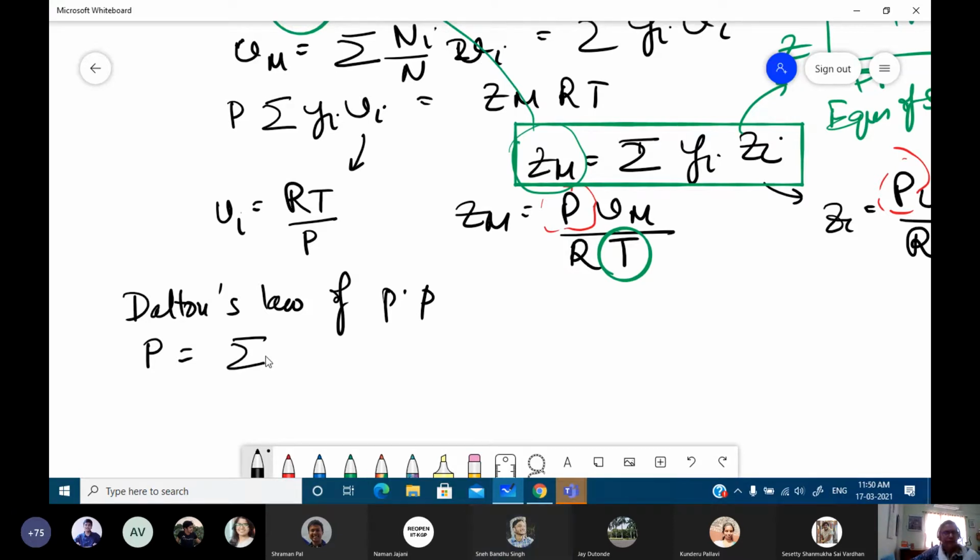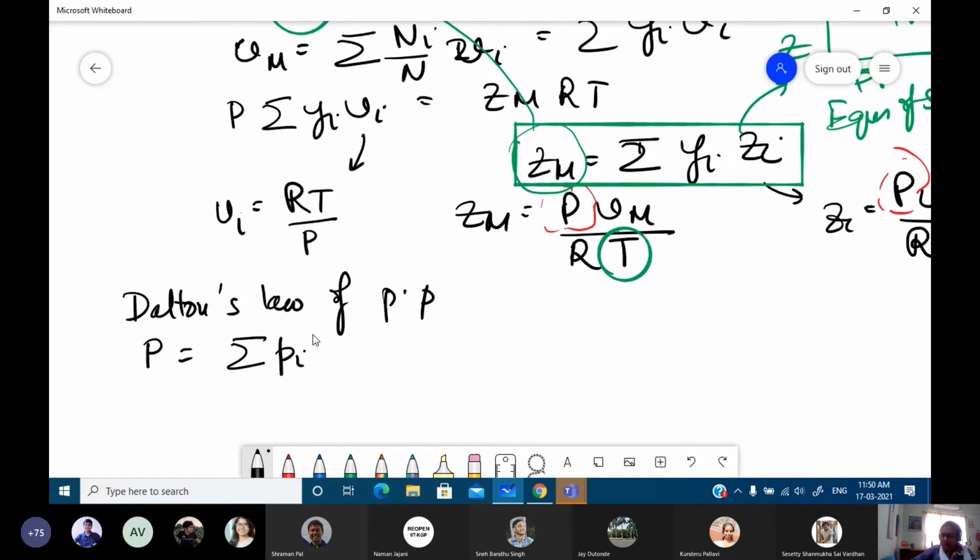Remember, pressure is an intensive property. So temperature and pressure do not exhibit the additive property of extensive properties. So the better way to write it is a summation of the partial pressures. What is this partial pressure? Partial pressure is the pressure which the gas exerts when it is in the mixture.